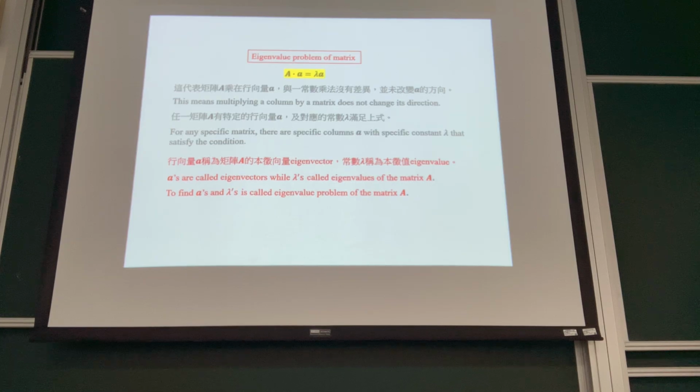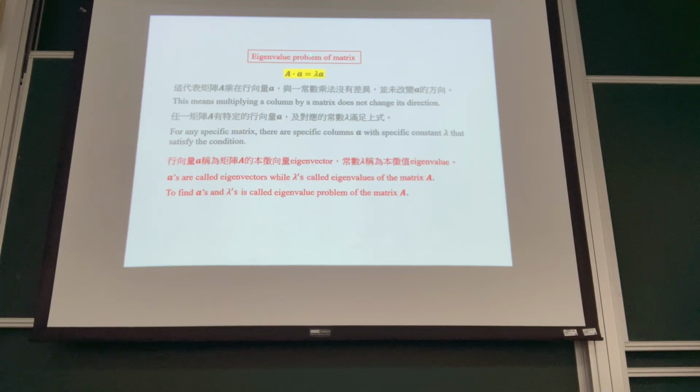3 more classes this semester. So I'm going to concentrate on the eigenvalue problem for a 2 by 2 matrix. 这个2乘2矩阵的这个本征值问题。Okay, so it is a problem to solve for A and lambda.